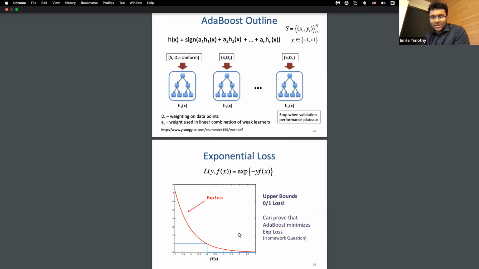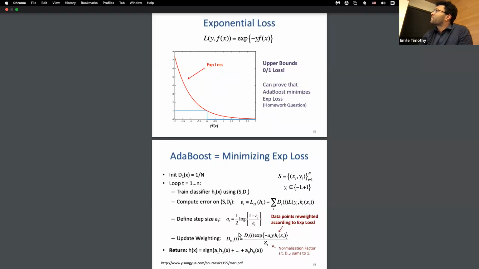And then we spoke about exponential loss, which is just defined as e to the negative y times f of x, where y is your true label and f of x is your predicted label. And we proved that AdaBoost minimizes exponential loss. That was given as a homework problem in, I think, exercise 5. And indeed, AdaBoost is the optimization problem that minimizes exponential loss.